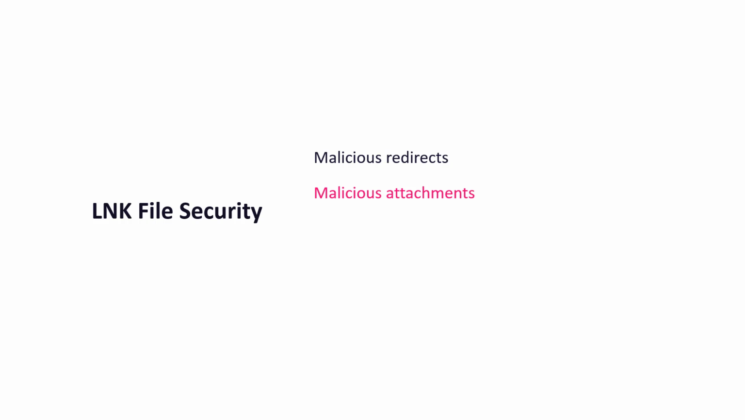Malicious attachments is another way that hackers use link files. Hackers can also send malicious link files as attachments in emails. When a user opens the attachment, the link file executes the code and infects the computer with the malware.